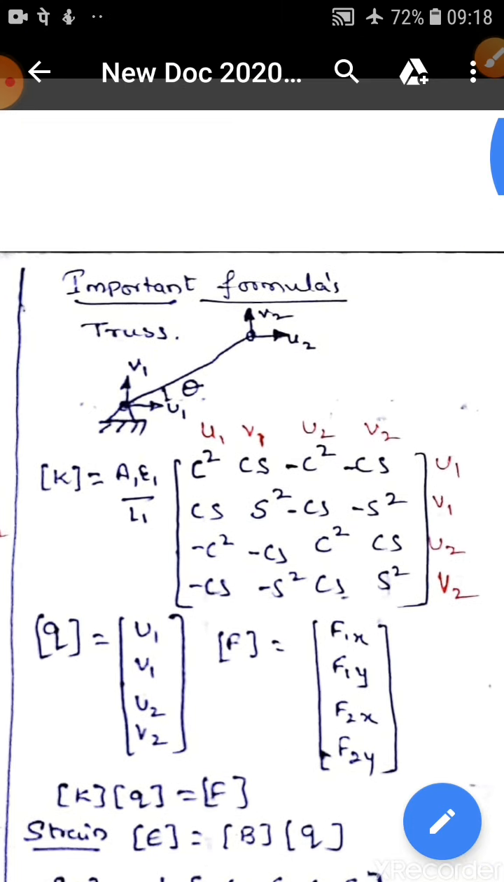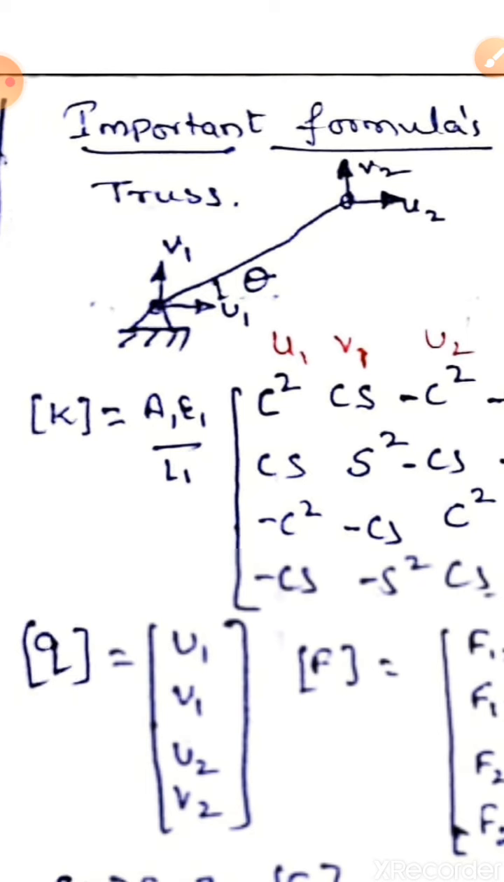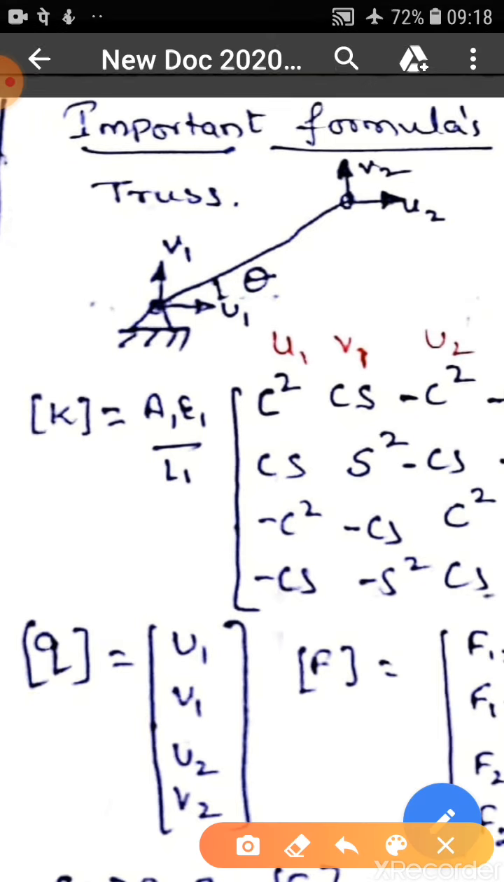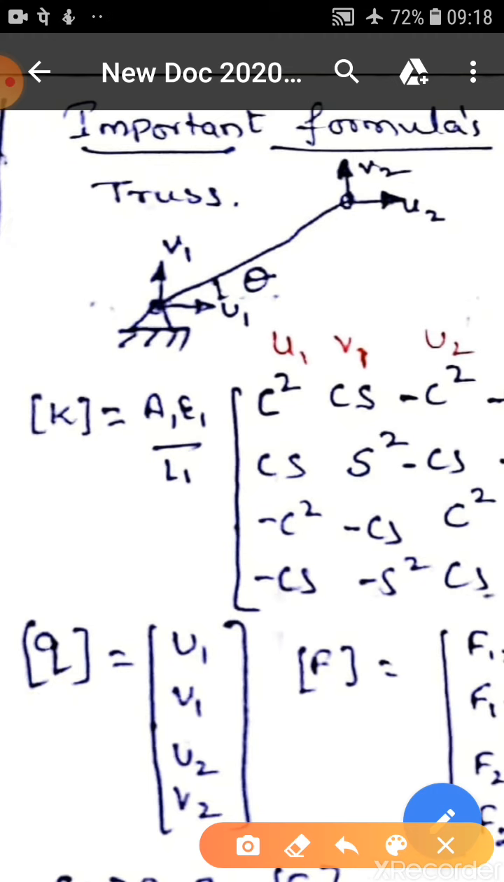What is theta? See this very carefully and remember it. Theta is the angle made by the element at its local node 1, measured in the counterclockwise direction. See here, this is the element, and for this element local node 1 is this one. At this point, what is the angle made by this element when measured in the counterclockwise direction? This is the definition of theta.